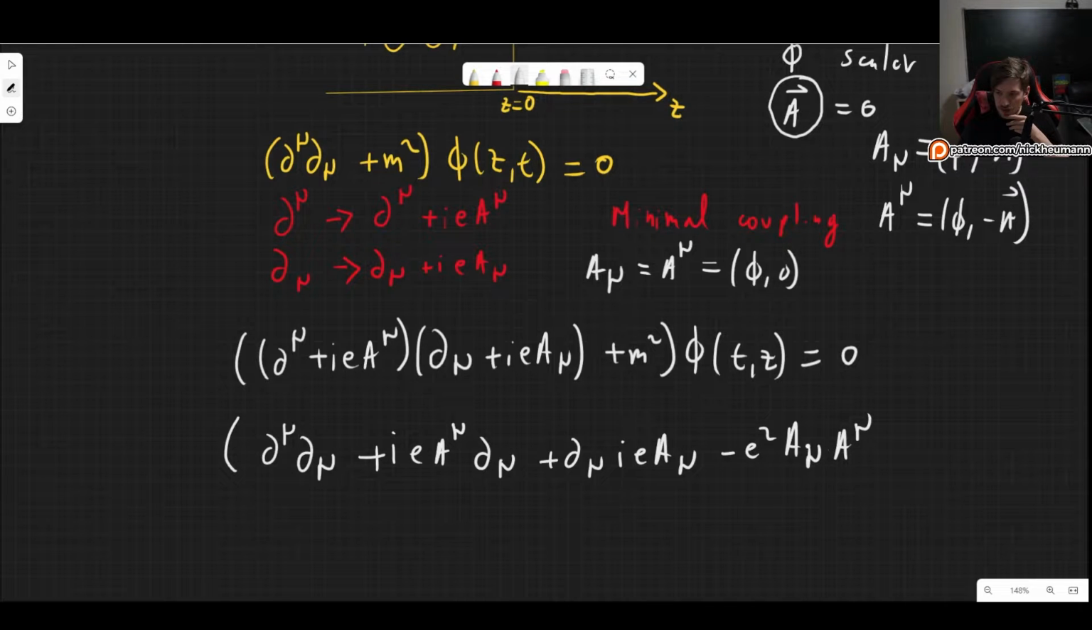I commuted them basically, because we know that it is the same a mu up here times this, or this times that. It's the same. The order doesn't matter there. I didn't do it on purpose. I just noticed that I did it the other way around, and well, it doesn't matter, so I'll just keep it like this. Plus m squared acting on phi t comma z is equal to 0.